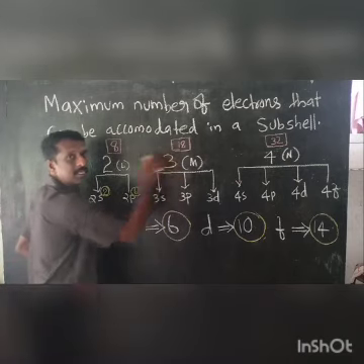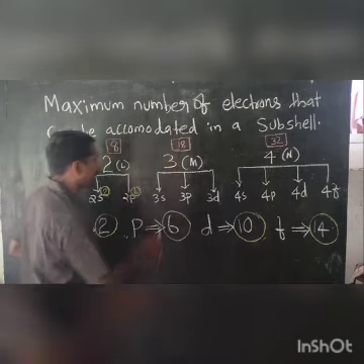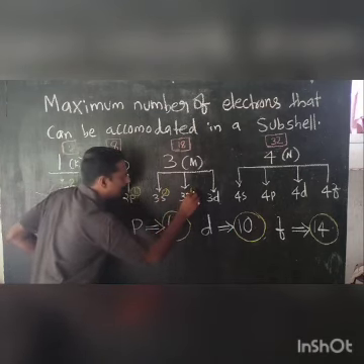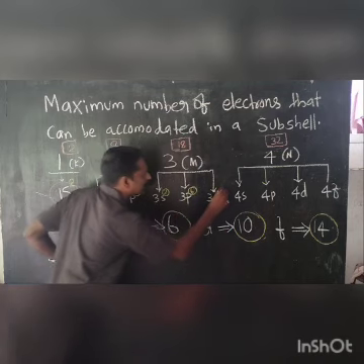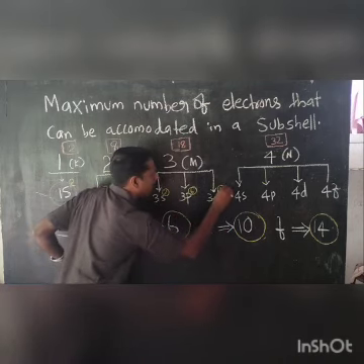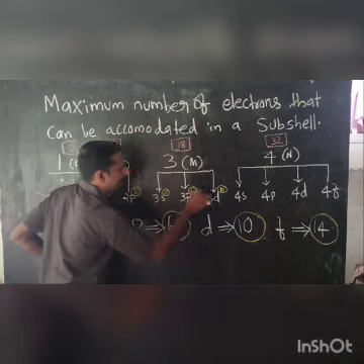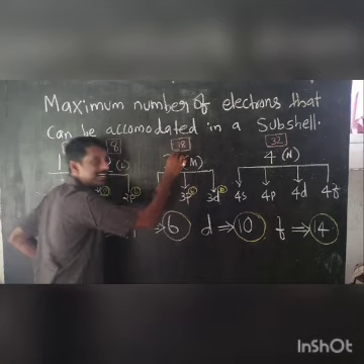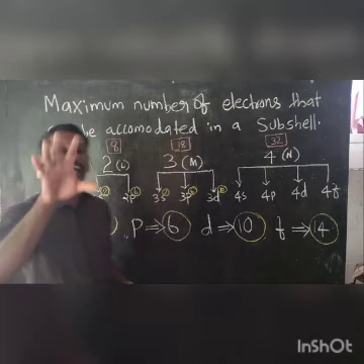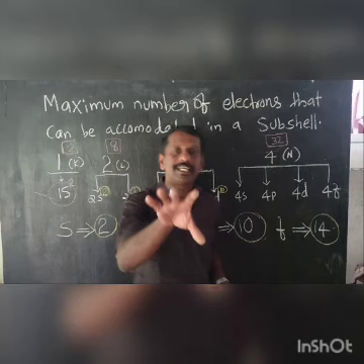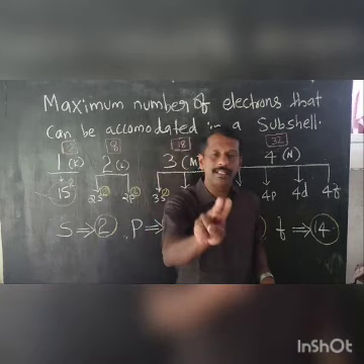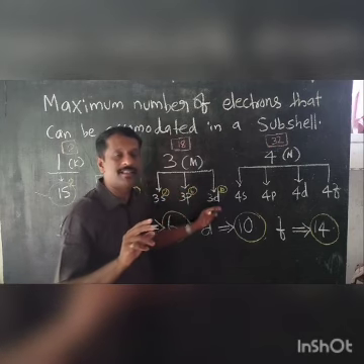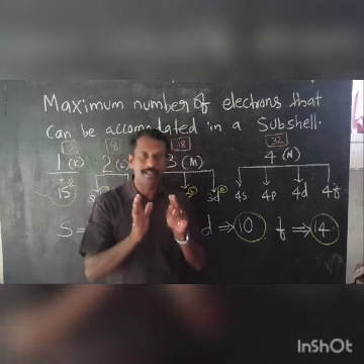Similarly, the third shell has 3 subshells. In the S subshell the maximum is 2, in the P subshell the maximum is 6, and in the D subshell the maximum is 10. Therefore the total is 2 plus 6, 8, 8 plus 10, it is 18. So the total in the third shell is 18, and those 18 electrons are divided as 2 in the S subshell, 6 in the P subshell, and 10 in the D subshell. I think it is clear to you.